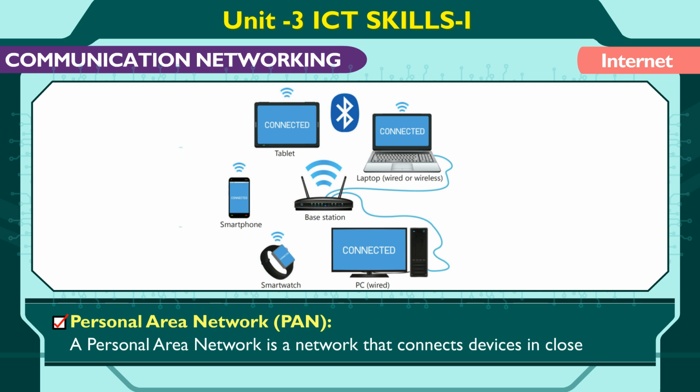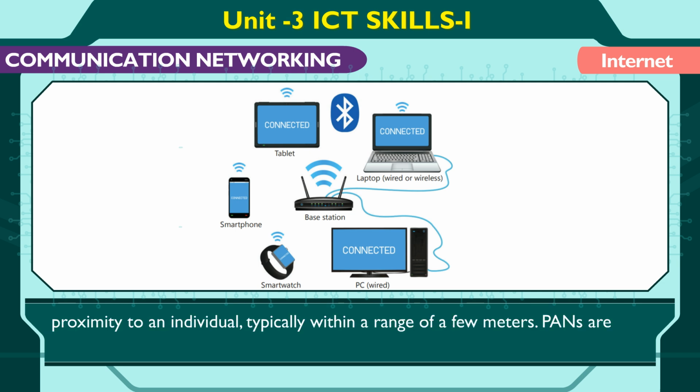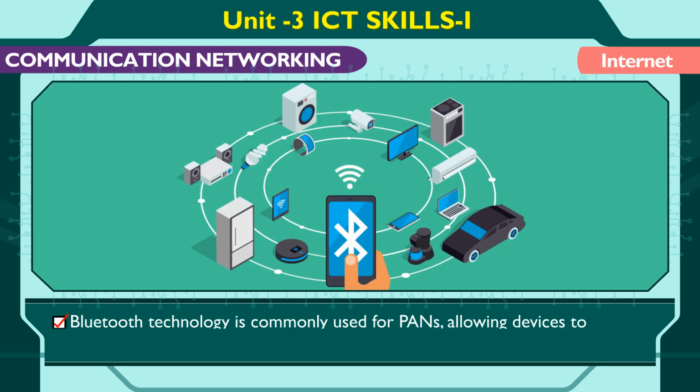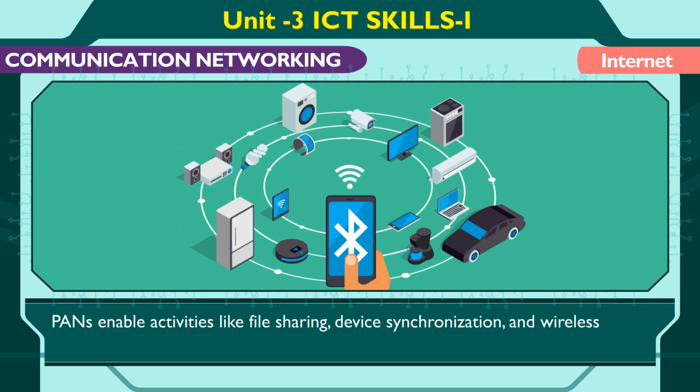Personal Area Network (PAN). A personal area network is a network that connects devices in close proximity to an individual, typically within a range of a few meters. PANs are used for connecting personal devices like smartphones, tablets, laptops, and wearable devices. Bluetooth technology is commonly used for PANs, allowing devices to communicate and share data wirelessly. PANs enable activities like file sharing, device synchronization, and wireless peripheral connectivity.